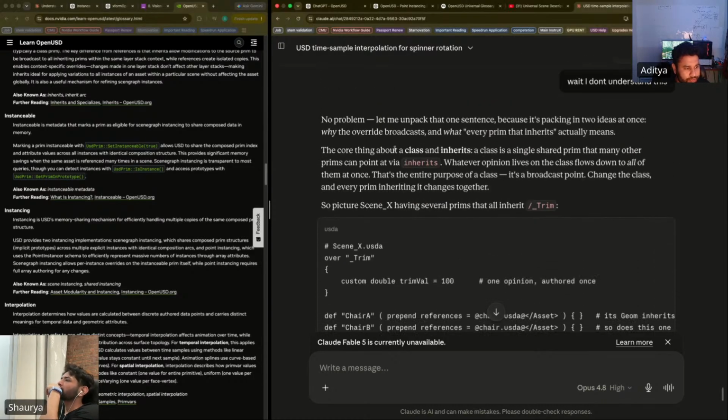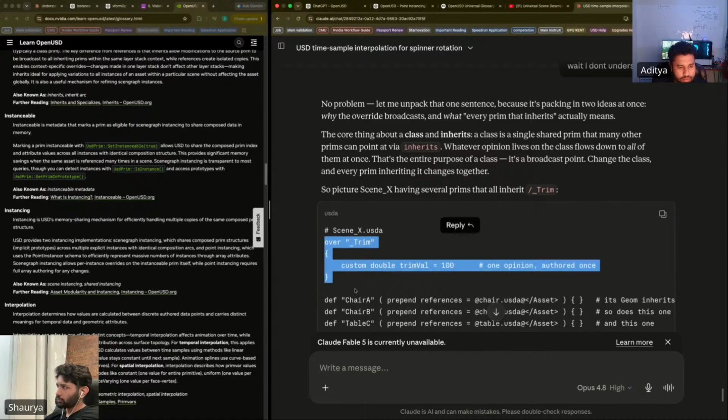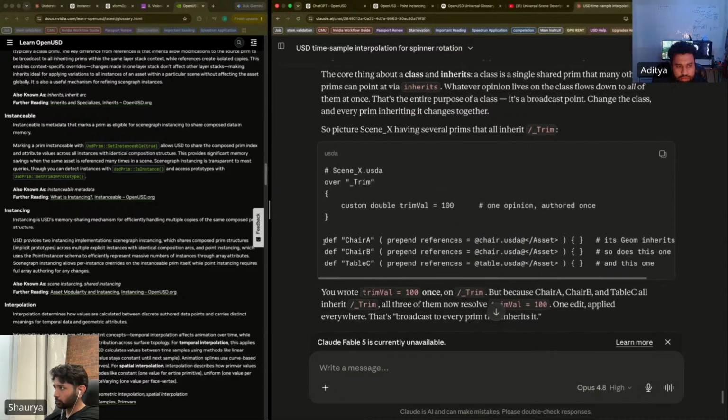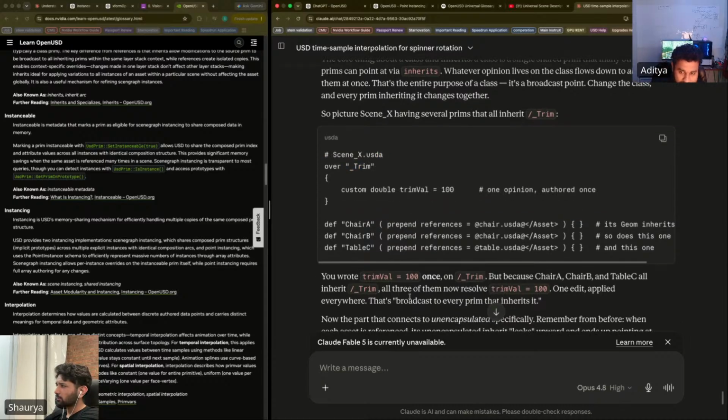The core thing about class and inherits: a class is a single shared prim that many other prims can point to via inherits. Whatever opinions live on the class flow to all of them. That's the entire purpose of a class. It's a broadcast of change. So when it is overridden over here with an over and the value is changed to 100, is it going to affect only the assets in this file, or all the assets that are inheriting from the class? It will affect all the assets that are the descendants of this file.